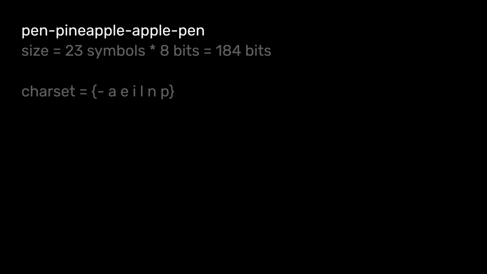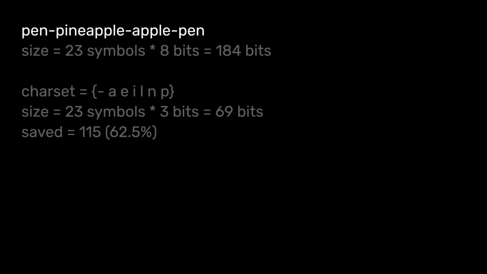What if we create our own mini alphabet with just 7 symbols? We only need 3 bits per character, because 2 raised to the power 3 equals 8, which gives us the room for all of our symbols. And with this, we saved 115 bits. That's over 60% reduction. Not bad for our first attempt.